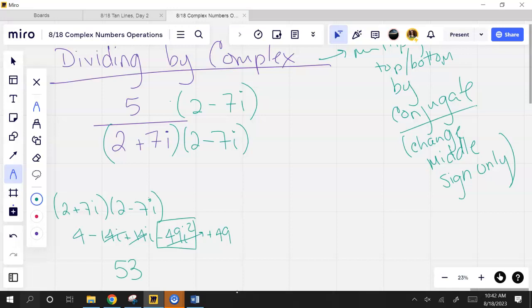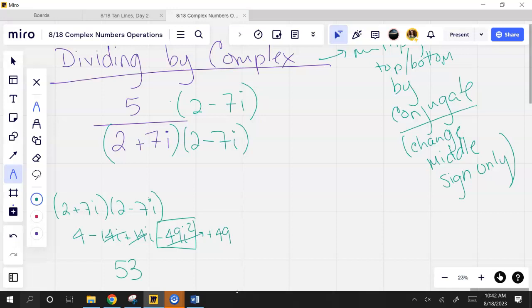Who's done foiling yet? What happened? Did y'all hear? The i's cancel out. So in fact, every time we multiply conjugates of complex numbers, the i's go away. That's what I wanted, right? I need there not to be an i on the bottom.